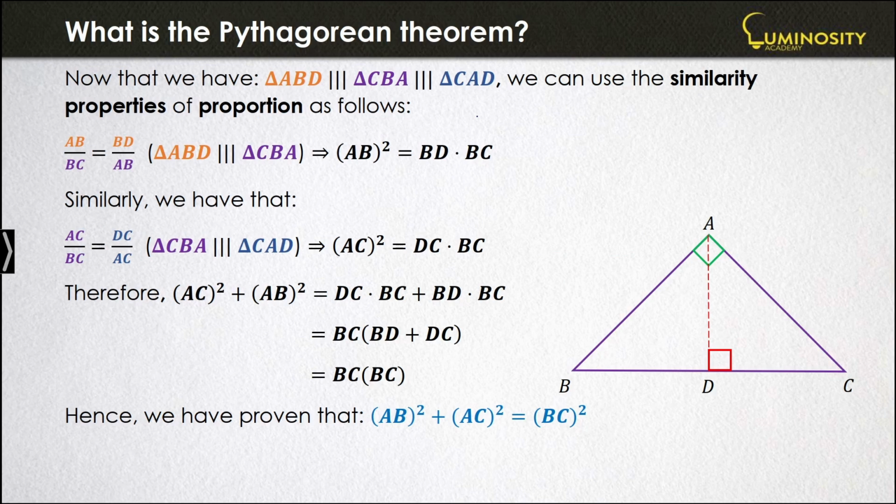Okay, so now that we've shown that those triangles are similar, we can use the similarity properties of proportion as follows. So these two triangles being similar means that I can take AB divided by BC, right, is the same thing as BD divided by BA, or AB. Okay, so in that exact sequence that we've taken it. All right, so doing that, we can cross multiply both sides by AB and you'll get AB all squared. And then cross multiplying here, we're going to get BD times BC.